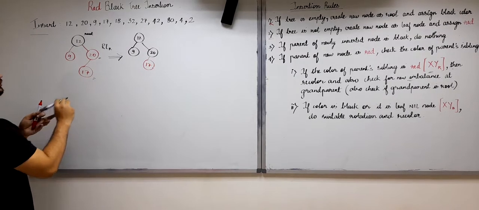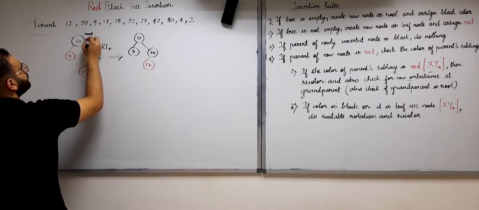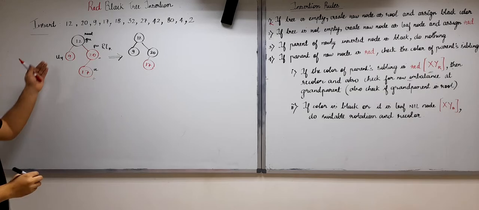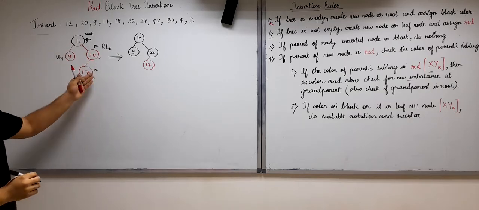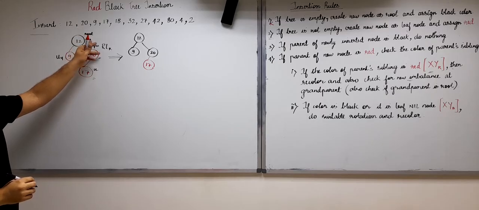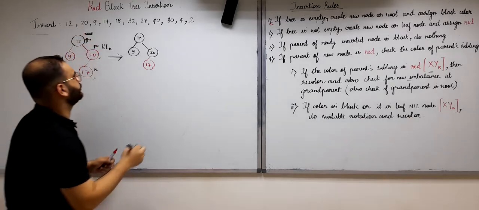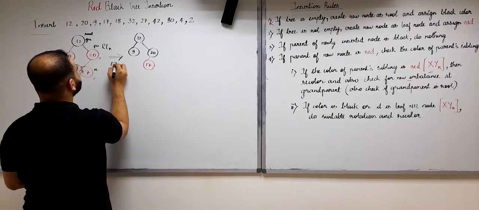So to avoid confusion, this is our U, this is our PU, this is our GU, and this is our UU, right? As explained in the previous video: the newly inserted node, the parent of the newly inserted node, the grandparent of the newly inserted node, and the uncle of the newly inserted node. So we have now inserted 17.